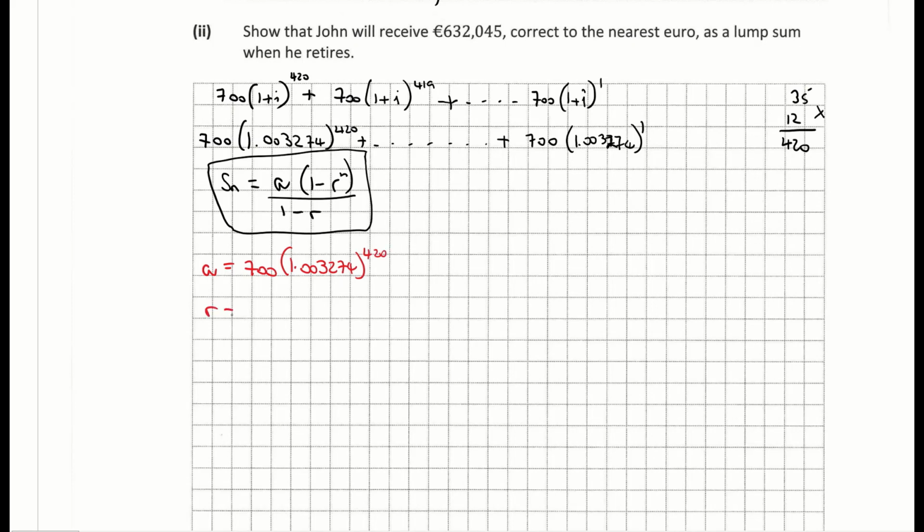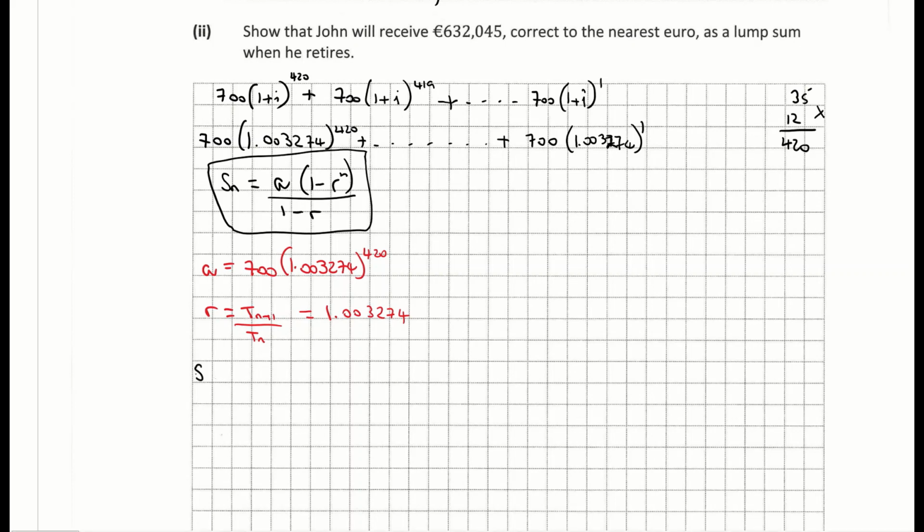And my r is my common ratio. What am I going up in? So again, this is going to be term tn plus 1 divided by tn. So pick any term and divide it by the term in front of it. In other words, what's it going up in? It's going up by a ratio of 1.003274 each time. That's basically what it's going up in.